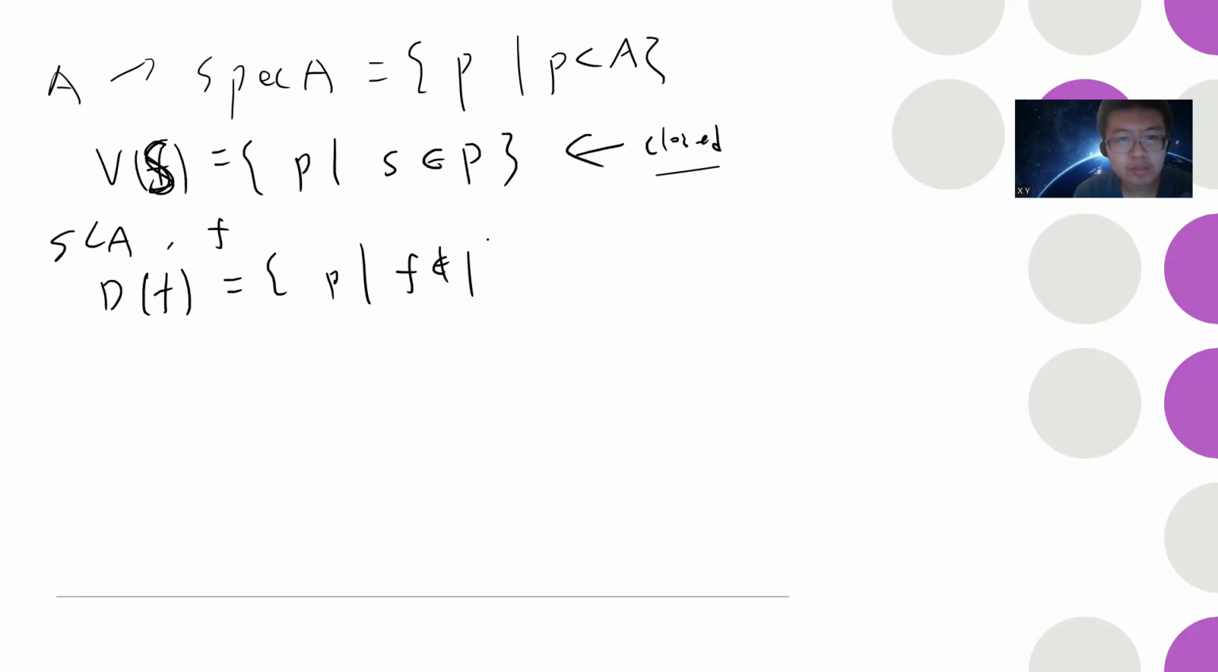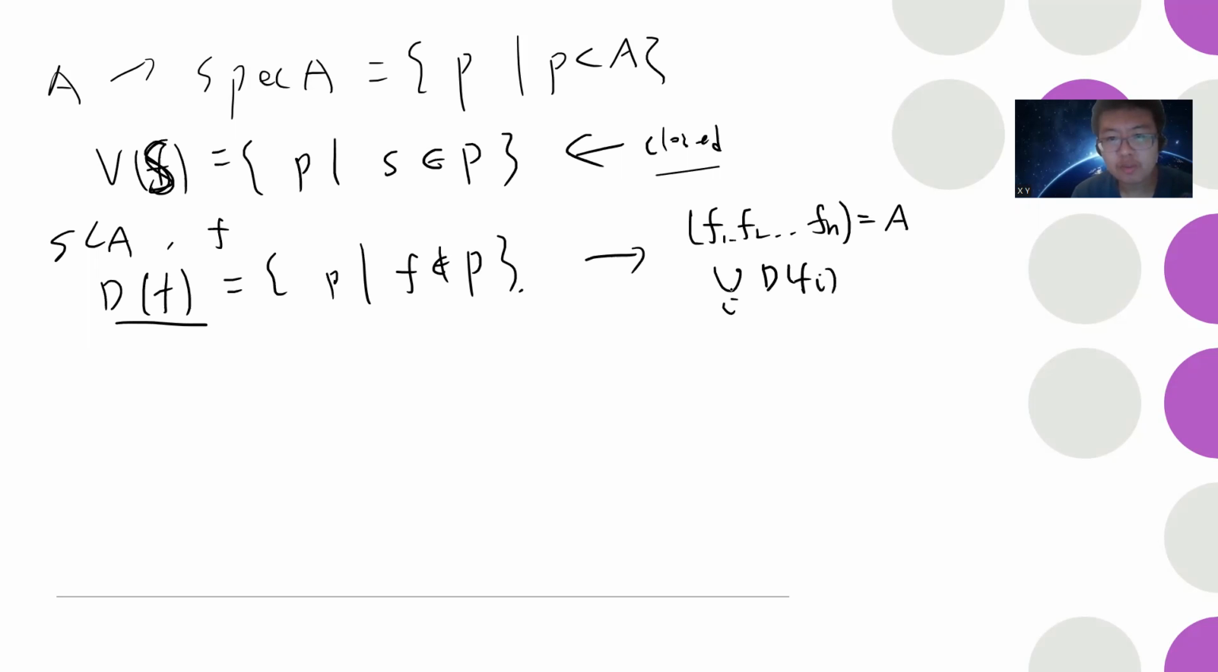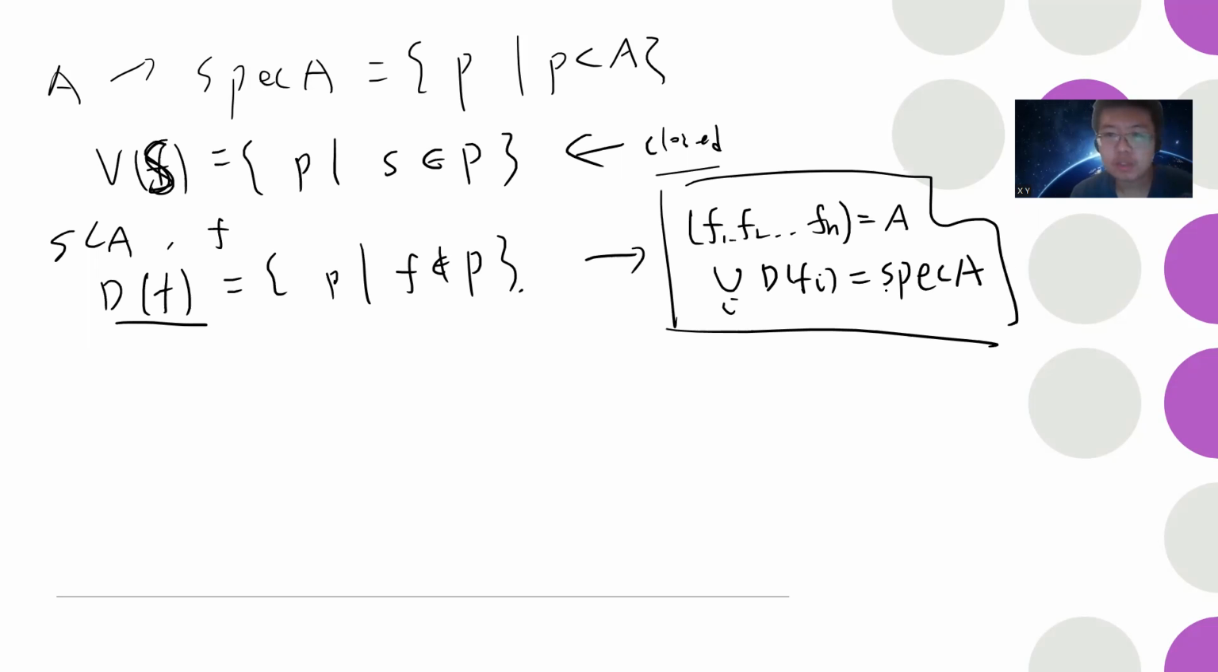And for D of F, one can define the set of P, where P is a prime ideal that does not contain F. So this is called a distinguished open set. In my previous video I showed that if F1, F2, ..., Fn generate A, then the union of the D of Fi will be Spec A. So the distinguished open sets will form the spectrum. I also have one video that gives the properties of this distinguished open set.